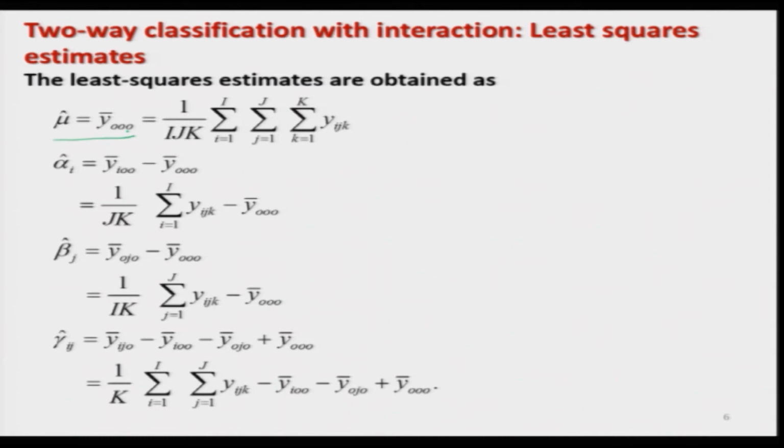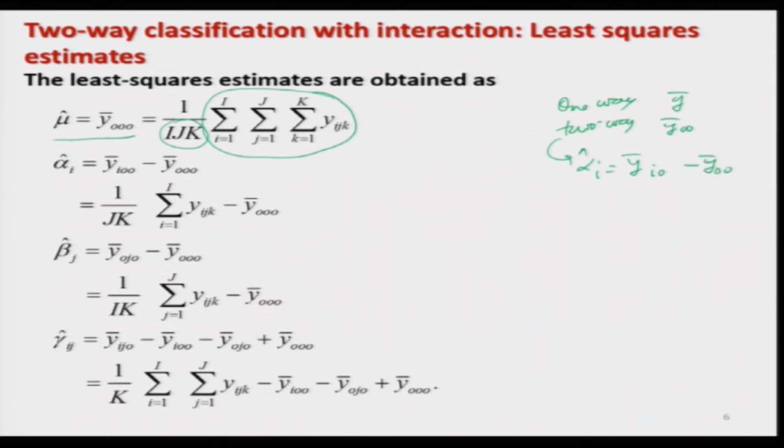Why are there now 3 naughts? Because you are taking the sum of all the observations over i, j and k, and dividing it by the total number of observations, which is i into j into k. That is why this is indicated by the symbol y bar triple naught. In the case of one-way and two-way, what you had was y bar naught naught and so on. Similarly, in the two-way analysis of variance, your alpha i hat was y bar i naught minus y bar naught naught.